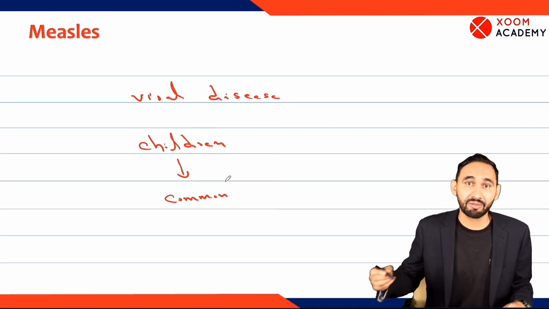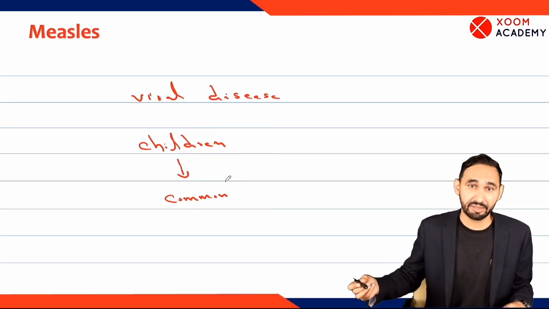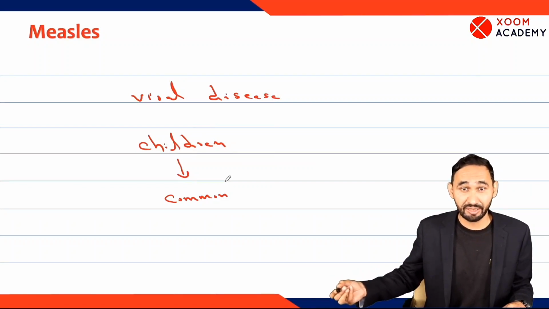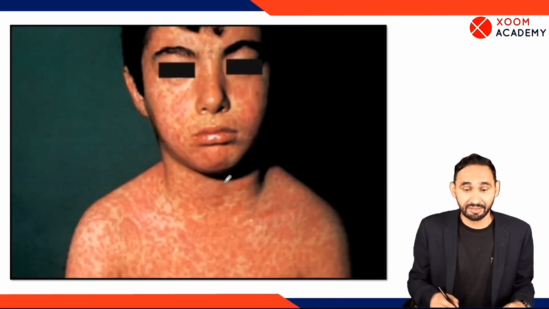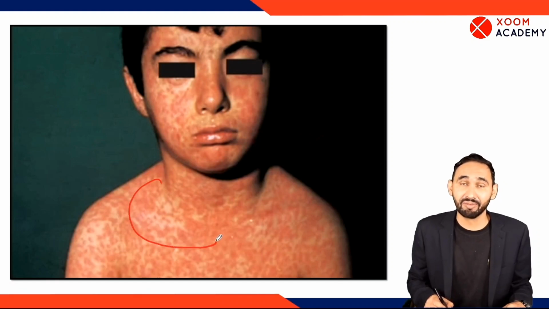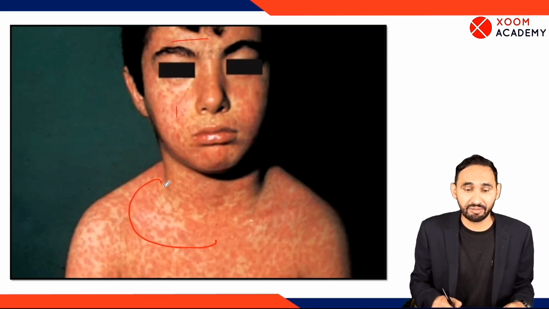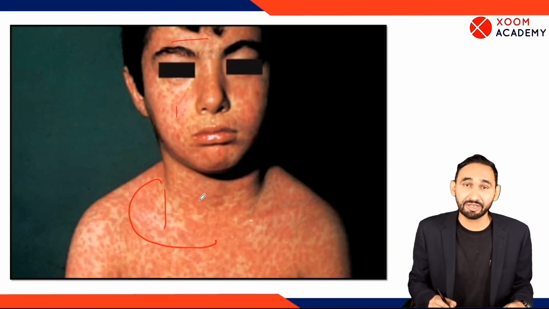We take a lot of preventive measures to stop measles. We do vaccination. Vaccination is added in the schedule. Let's discuss. This is the rash. Measles is known by rash. The rash starts from the face and then spreads towards the body. The rash of measles is of pinhead size.